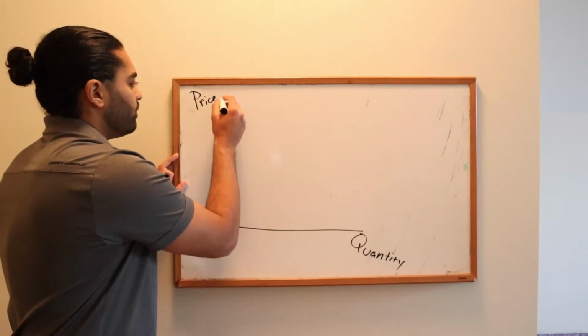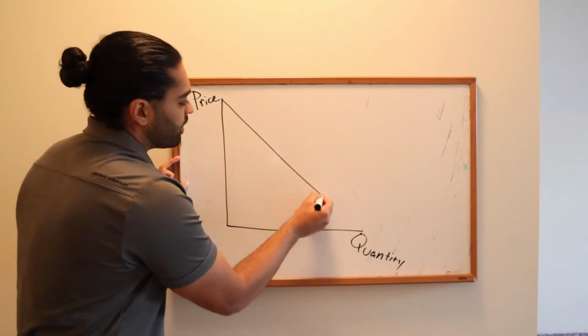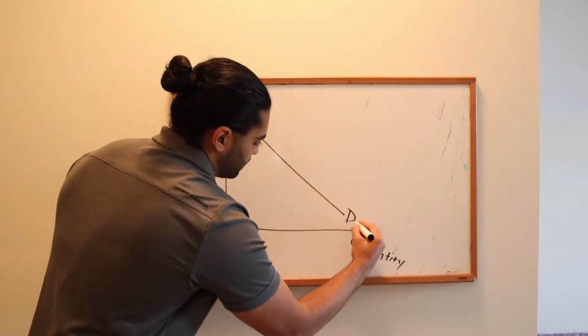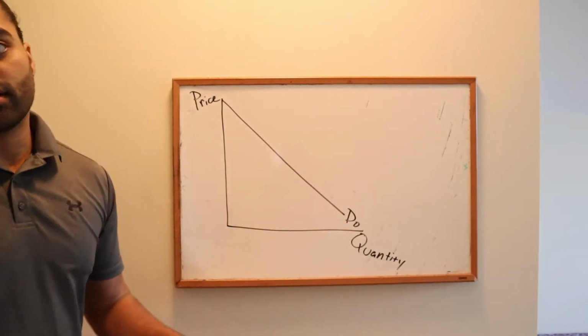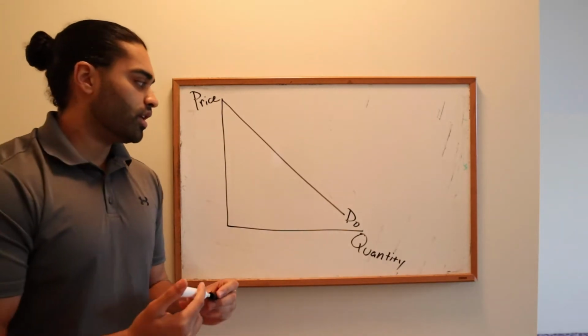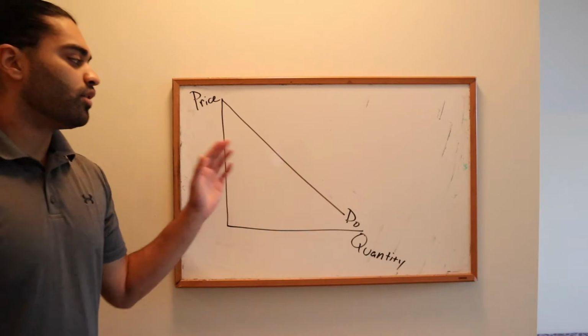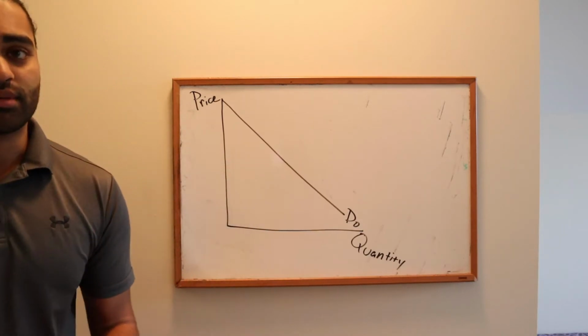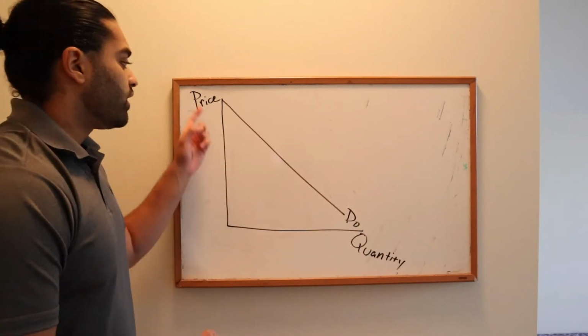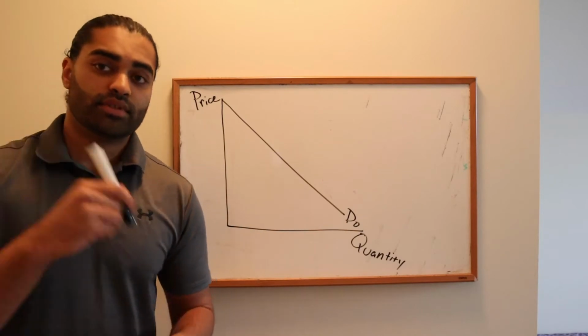So here we have our demand curve. Our demand curve is downward sloping. Again, you see that I labeled it D0. This is our initial demand. So demand is downward sloping. Basically, the relationship between price and quantity is an inverse relationship, meaning as price increases, quantity demanded decreases.